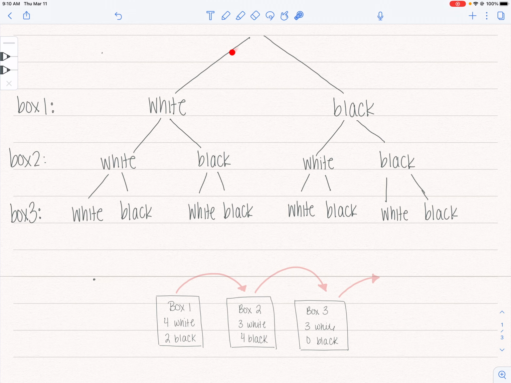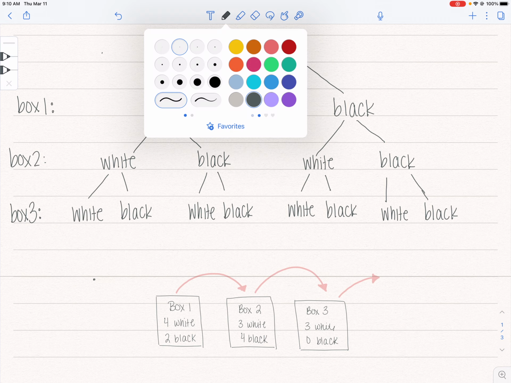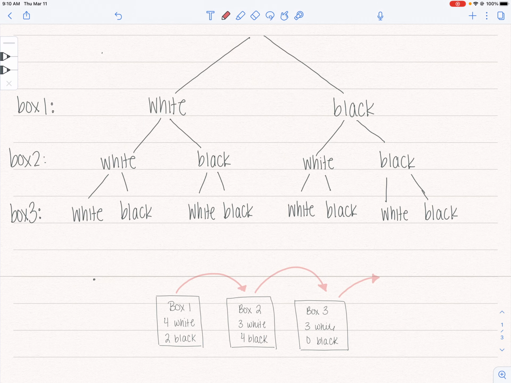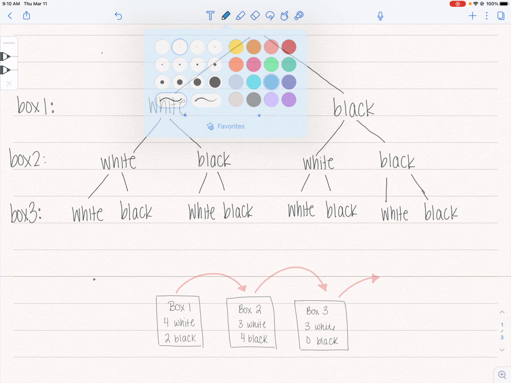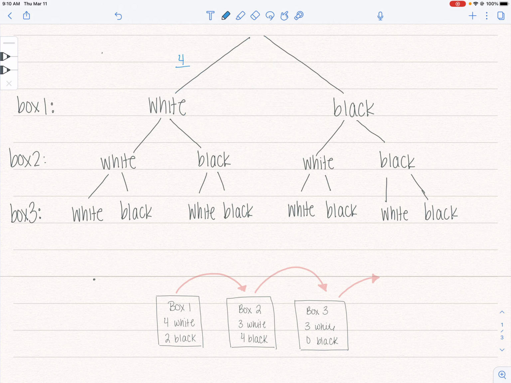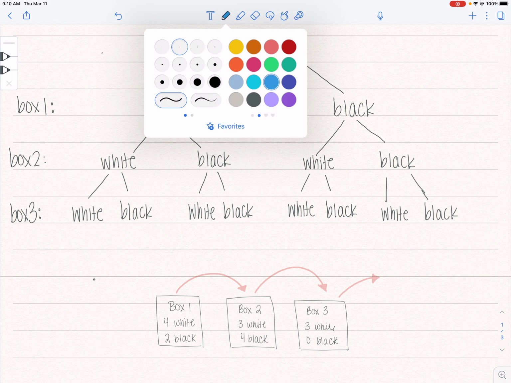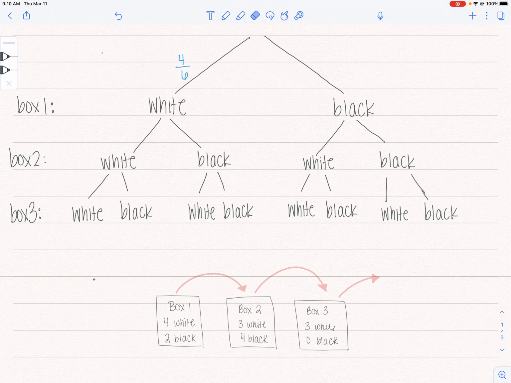So I draw, it's either white or black. Well, in box 1, the probability of a white ball is going to be 4 out of a total of 6. So the probability of white is 4 out of 6. Now, definitely reduce that down. 4 out of 6 or 2 out of 3.